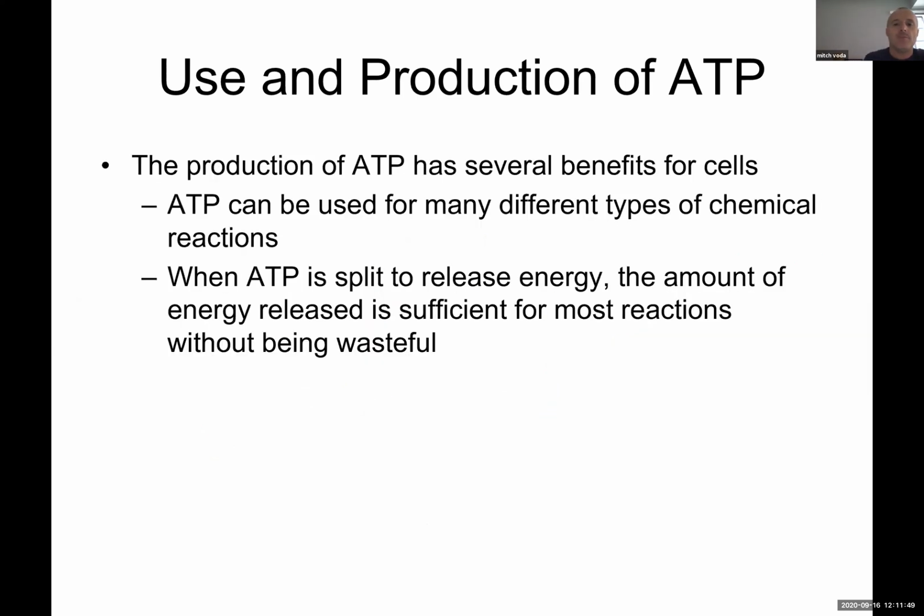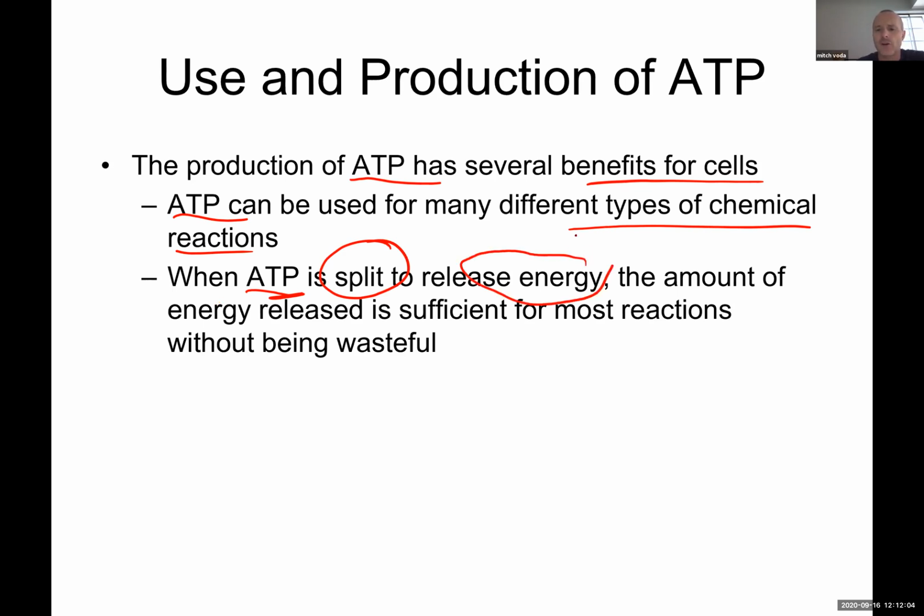Now, production of ATP has several benefits for the cell. What are those? Basically, ATP is used for all the reactions inside the cell. When the ATP is split, the amount of energy released is enough for each reaction. So if I have reaction A plus B and it needs energy to turn into C, I add 1 molecule of ATP.